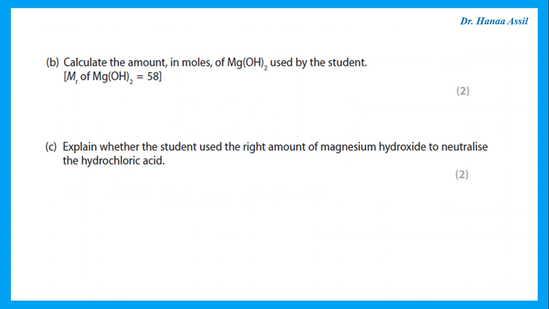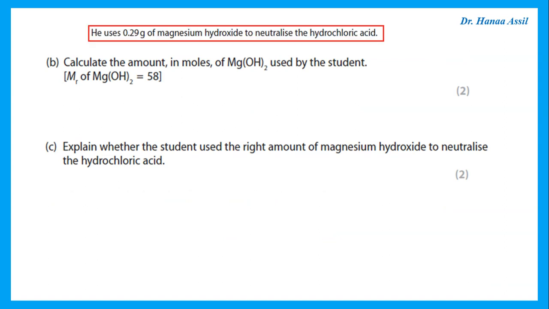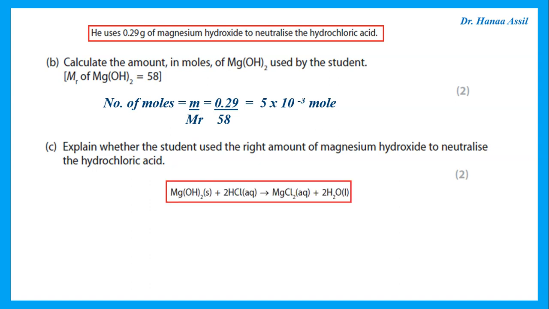Then he says, what would be the number of moles of magnesium hydroxide? Remember we said, he says 0.29 grams of magnesium hydroxide was put. So we're going to calculate the number of moles, mass over molecular mass. This gives me a certain number of moles of the magnesium hydroxide. Then he's asking, explain whether the student used the right amount of magnesium hydroxide to neutralize the hydrochloric acid. What was the equation?